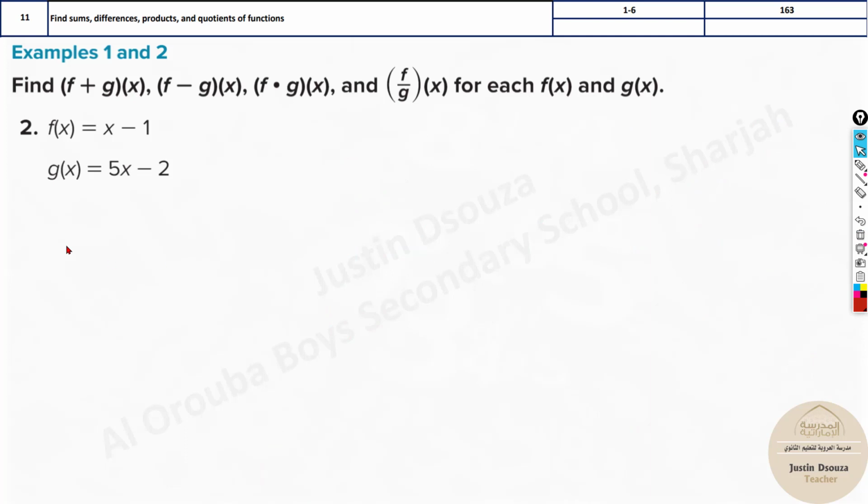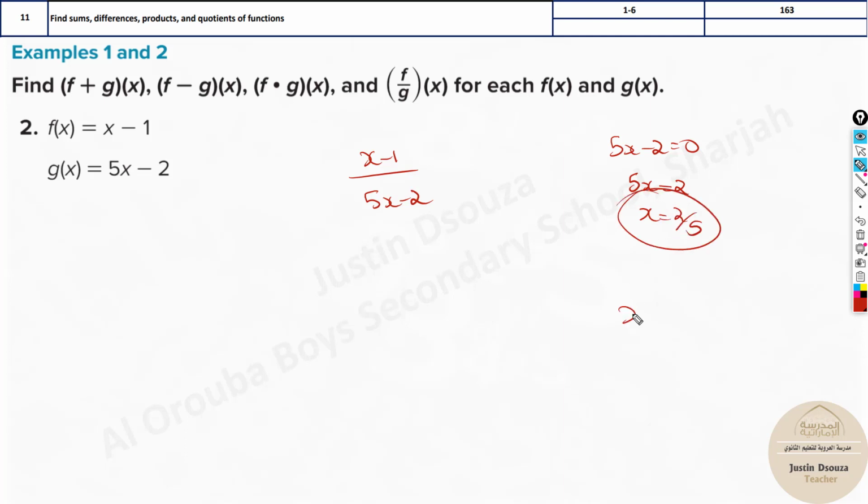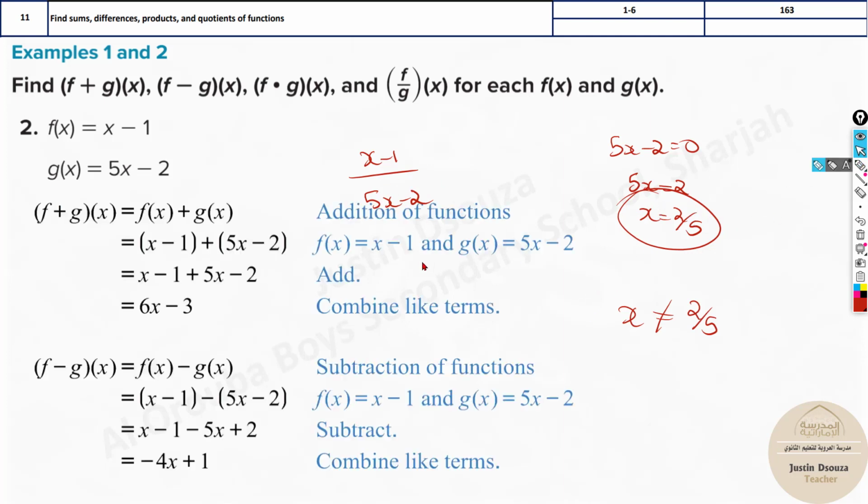Same thing over here. I'll just do the last division part. Over here it will be x minus 1 divided by 5x minus 2. Here you should just equate 5x minus 2 equals 0 and solve. 5x equals 2, x equals 2 by 5. This is the excluded value. x cannot be equal to 2 by 5. I just put equal to and solved, and then I'm telling that the value of x equal to 2 by 5 cannot be possible over here in the denominator.